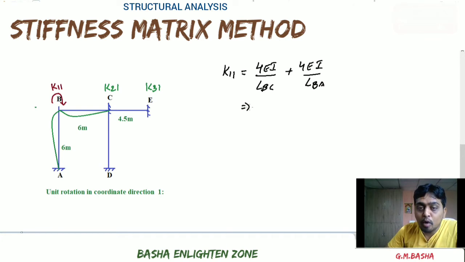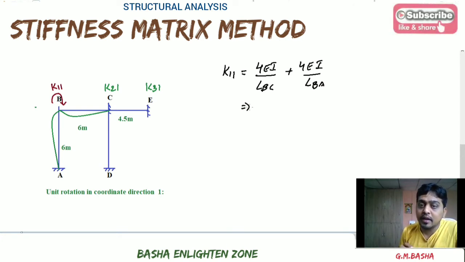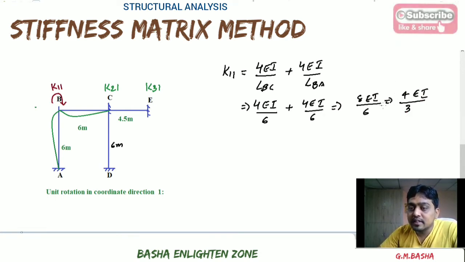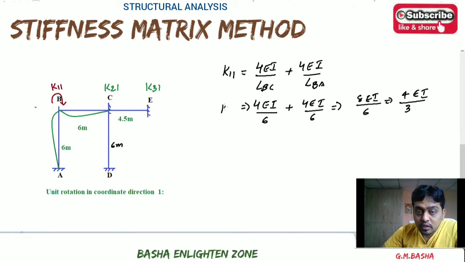There is no property mentioned in the given frame, therefore I am taking I equal to I directly. The span length will also be equal to 6 meters. Therefore 4EI, where the length of span BC is 6, plus 4EI, where the length of span BA is 6. If you simplify this, you will get 8EI by 6. Again, 4 times EI by 2 times; if I cancel with the 2, you will get 4EI by 3. So this one will be equal to K11.